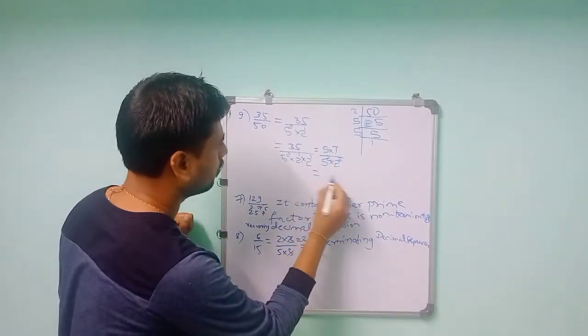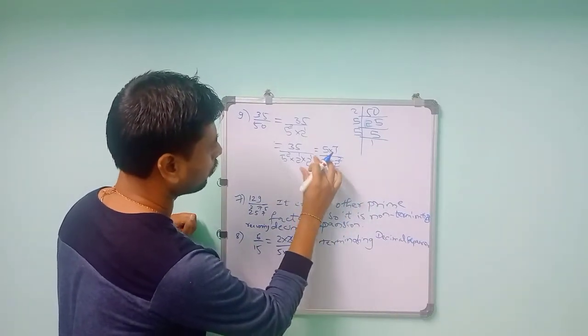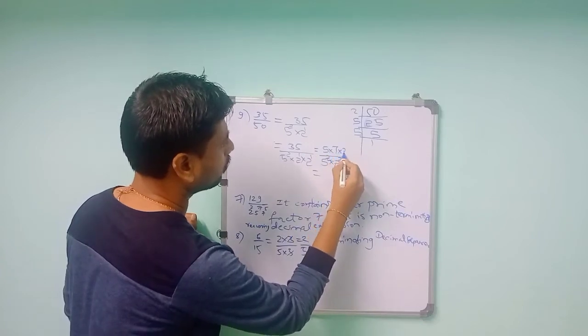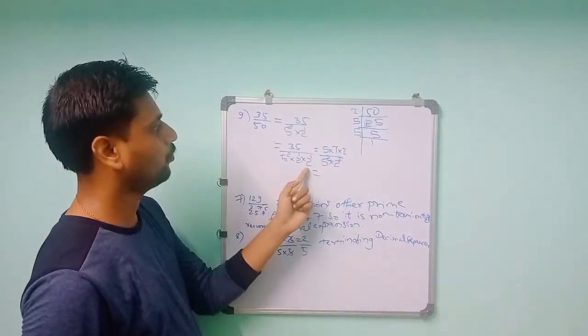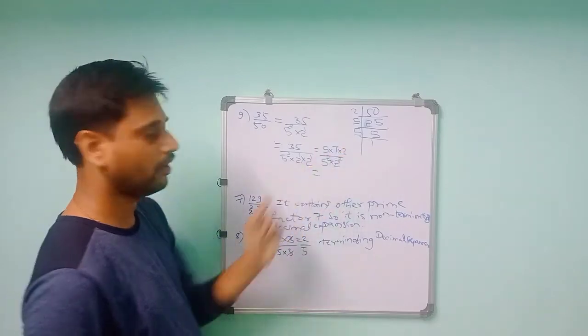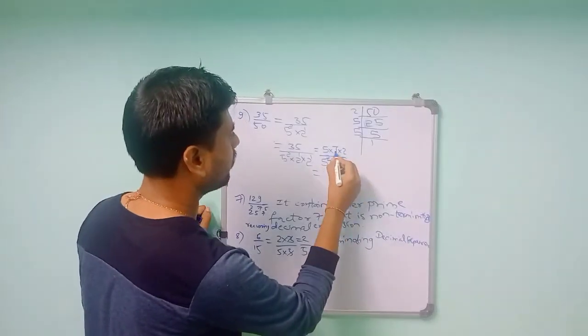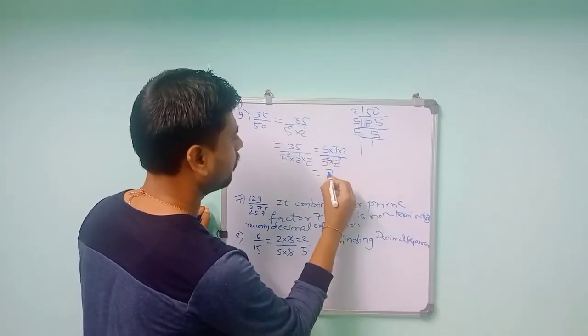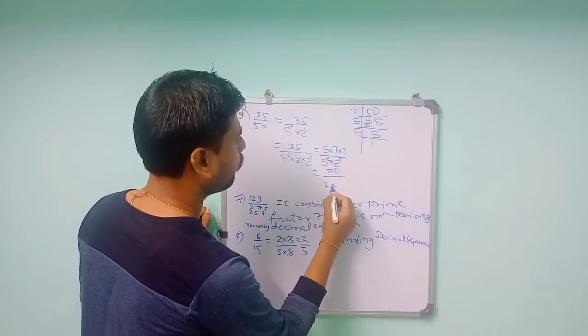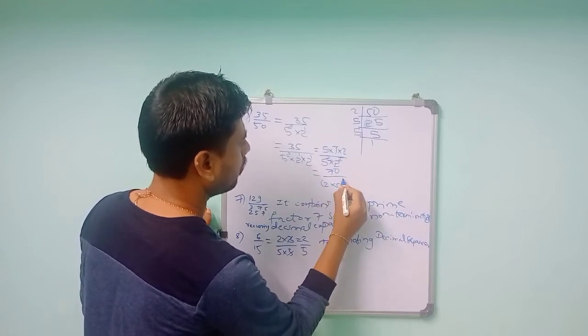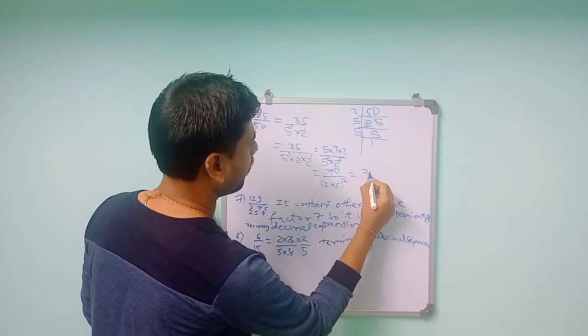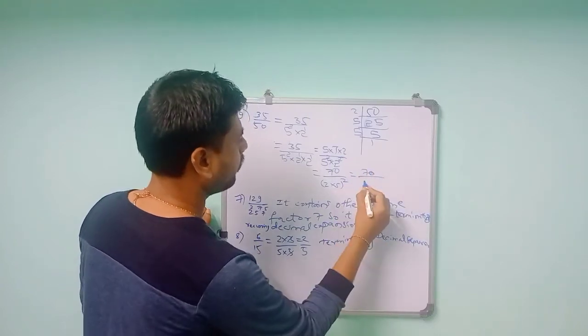Then here you have to multiply by 2, no? To make the balance, to make the power same, you have to multiply your numerator by 2. Then 35 is 70. So 70 by 2 into 5 square.